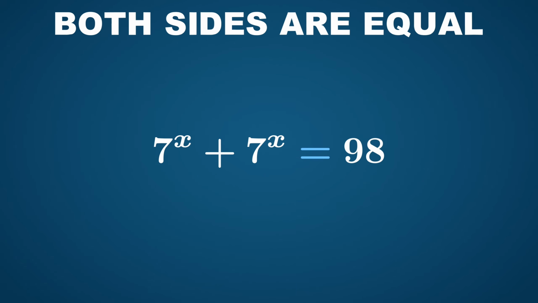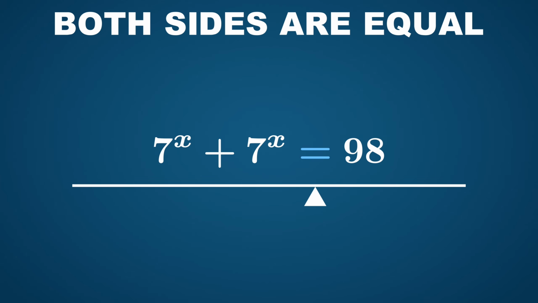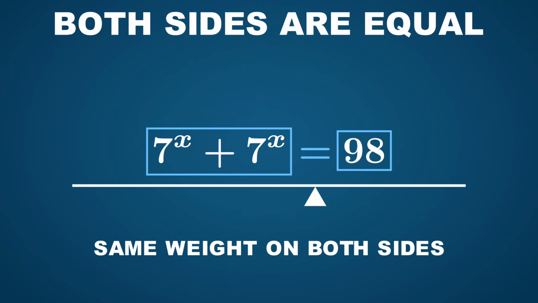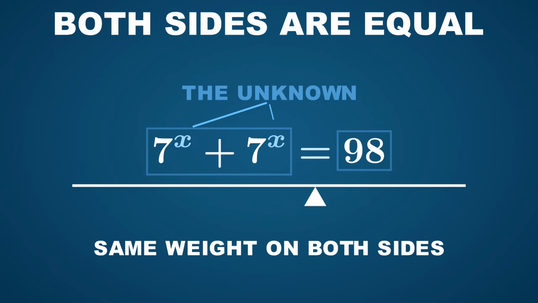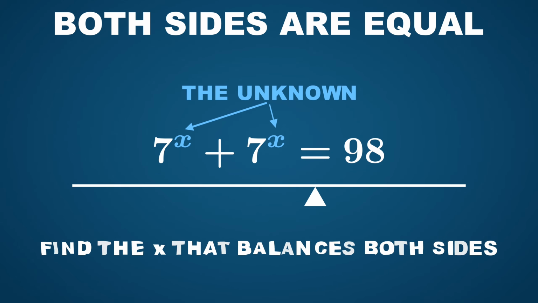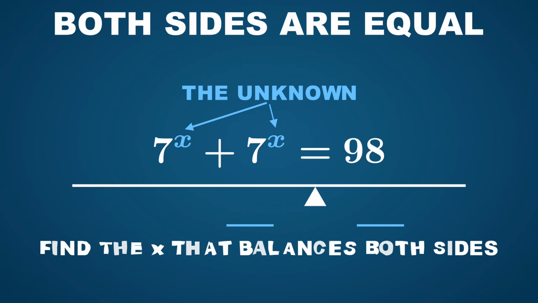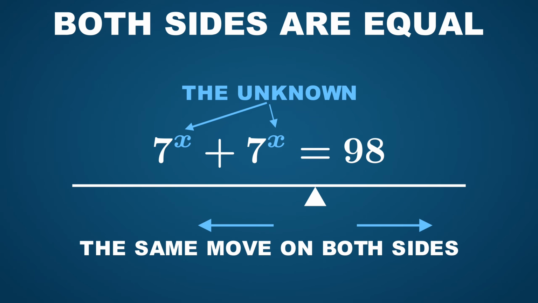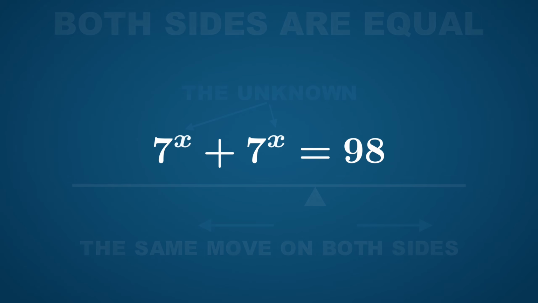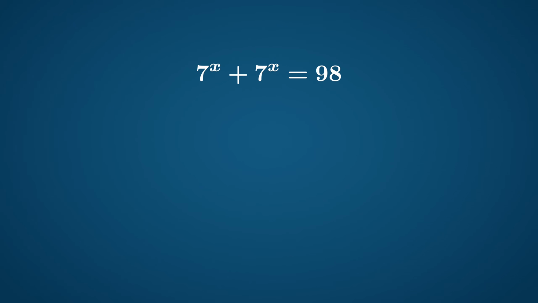An equation is a statement that two quantities have equal value. A balanced equation behaves like an old-fashioned weighing scale. Each side of the scale must carry exactly the same weight. The unknown in this problem is x, and it sits up in the exponents. To solve the equation, we need the value of x that balances both sides. Whatever we do to one side, we will also do to the other side. That way, the two sides stay perfectly equal at every step.